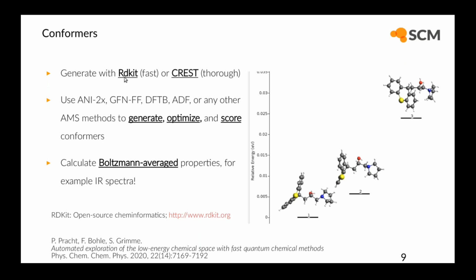And you can generate these now with 2 different methods. One is the RDKit method that comes with the RDKit, an open source cheminformatics package, or you can use the CREST method by Stefan Grimme. And either of these methods you can now combine with any of our engines. For example, the ANI-2x I mentioned, or the GFN-FF force field, which is very fast for these types of things, and it's very good. Or DFTB, or ADF if you want to score with DFT accuracy, to generate, optimize, and score conformers. And you can also calculate Boltzmann average properties, for example, an IR spectrum.